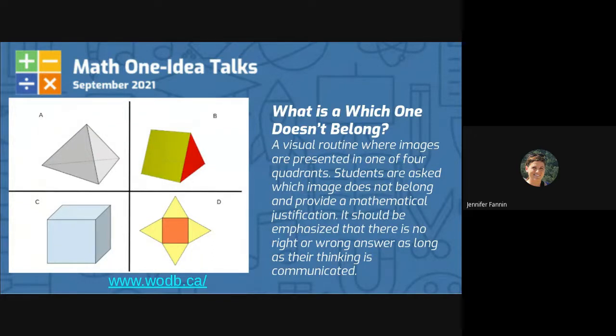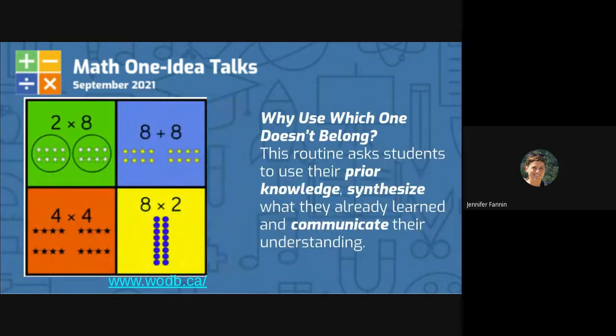What is a which one doesn't belong? It's a visual routine where images are presented in one of 4 quadrants. Students are asked which image does not belong and provide a mathematical justification. It should be emphasized that there is no one right answer or wrong answer as long as student thinking is communicated. Why use a which one doesn't belong? This routine asks students to use their prior knowledge, synthesize what they already learned, and communicate their understandings.